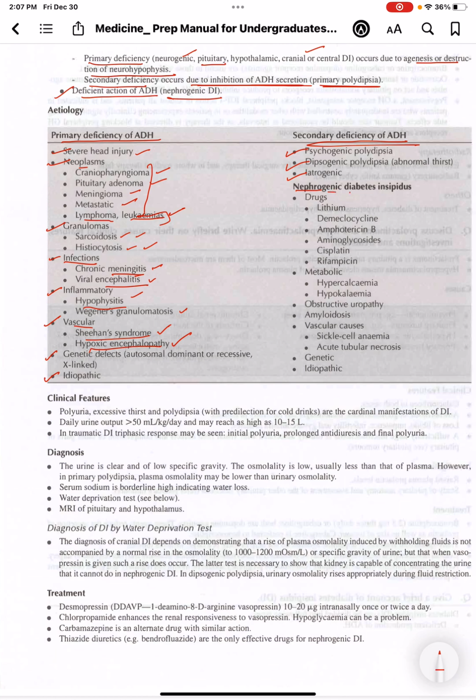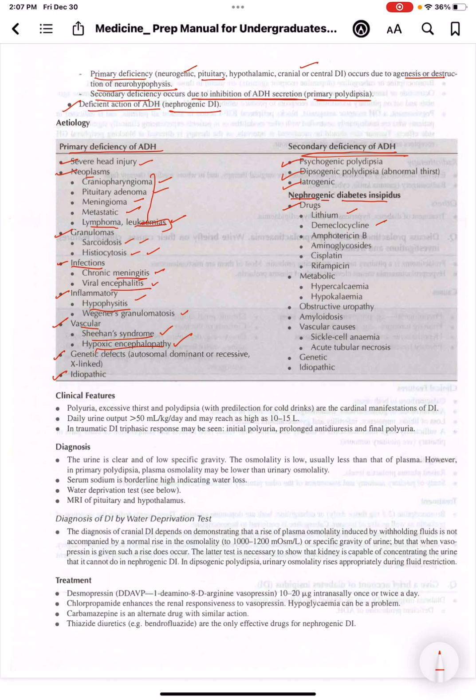And next is nephrogenic diabetes insipidus. It is caused by some drugs like lithium, demeclocycline, amphotericin B, aminoglycosides, cisplatin, and rifampicin. Next is metabolic: hypercalcemia and hypokalemia can also result in decreased ADH secretion or its action. Obstructive uropathy, amyloidosis, vascular causes like sickle cell anemia and acute tubular necrosis, genetic and idiopathic.